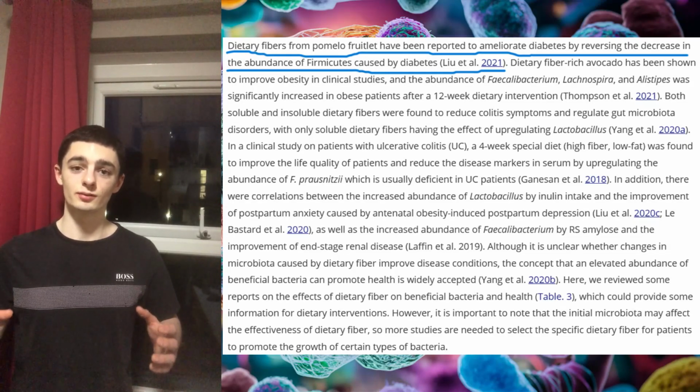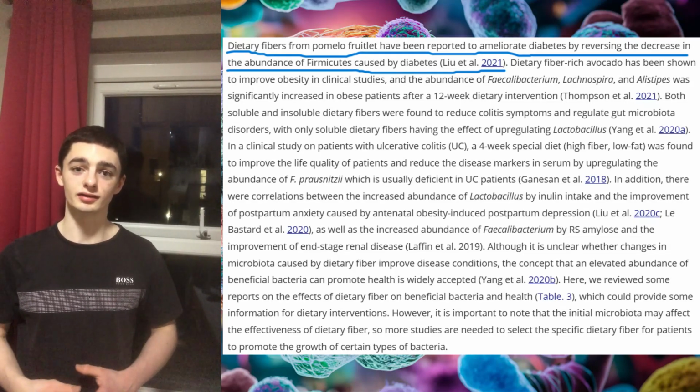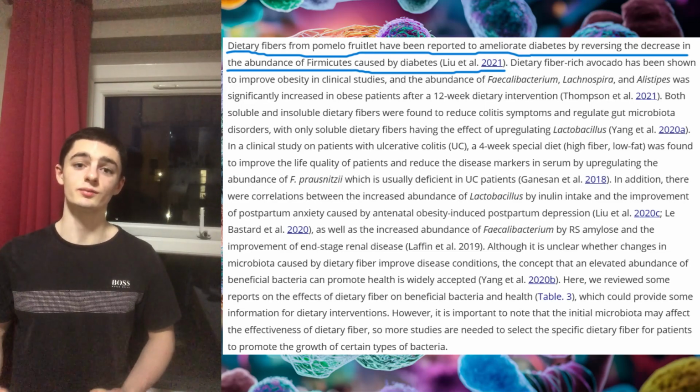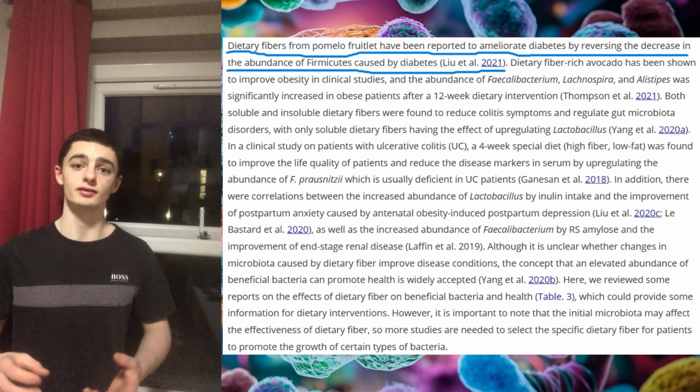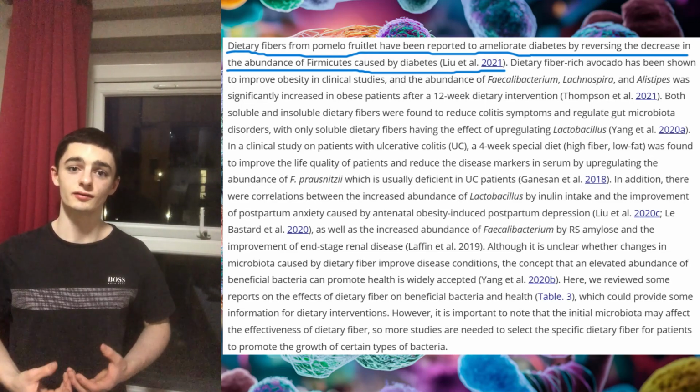Now let's get on to section 2.3, where they discuss how dietary fibres could be used to alleviate disease, because dietary fibres are actually the energy source of firmicutes. So firmicutes eat it. So if you eat more dietary fibres, logically you're going to make more firmicutes, they're going to grow. So they talk about one study that found pomelo fruits actually alleviated the symptoms of type 2 diabetes because they're high in dietary fibre, and this dietary fibre increased the abundance of firmicutes.